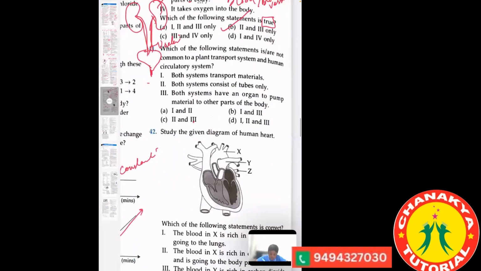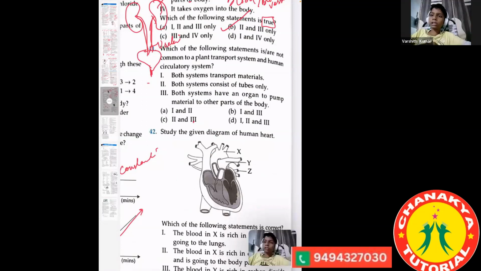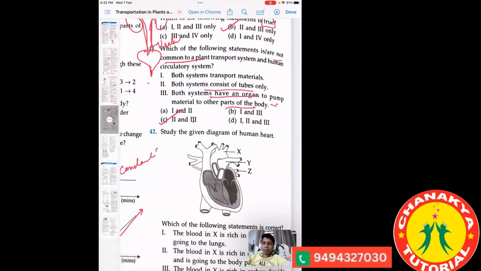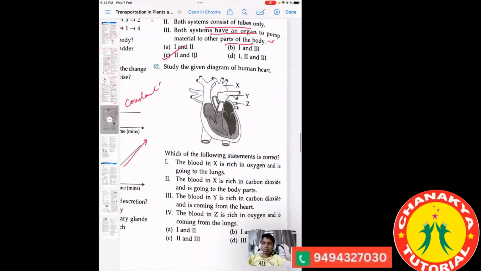Okay, Varshit, question number 41. Which of the following statements are not common in a plant transport system and the human circulatory system? Ma'am, I wrote option C. Correct. So, which are not common? We have to say what is not common between the plant and the animal or human transportation system. So, second and third: both systems consist of tubes only, which is not correct. Both systems have an organ to pump material, which is not correct because the plant does not have any organ to pump the material.